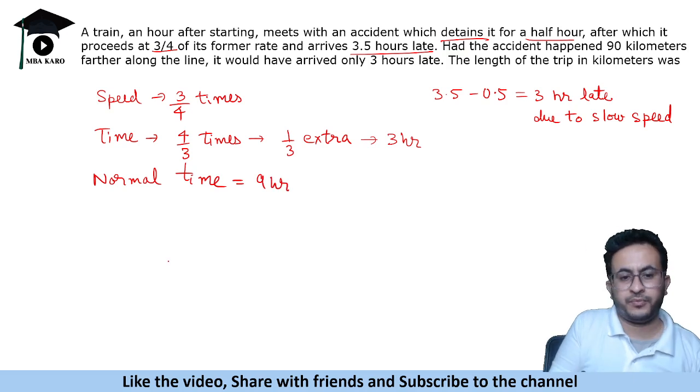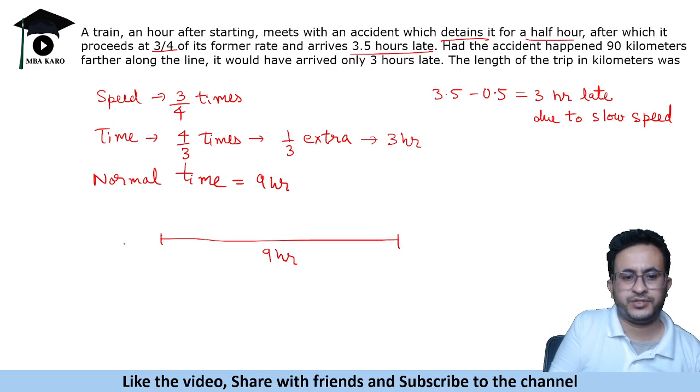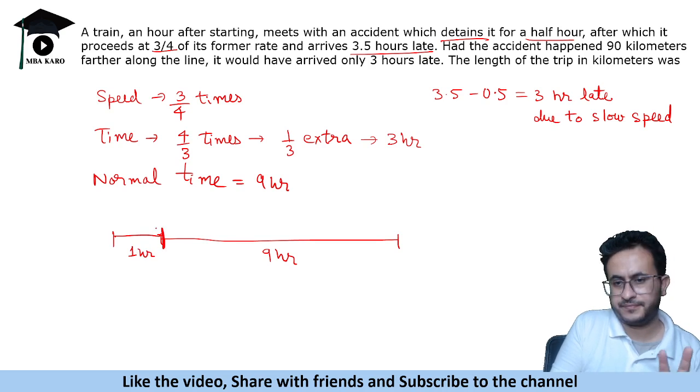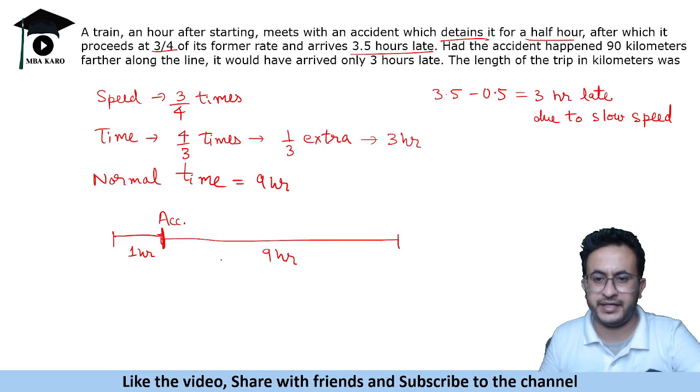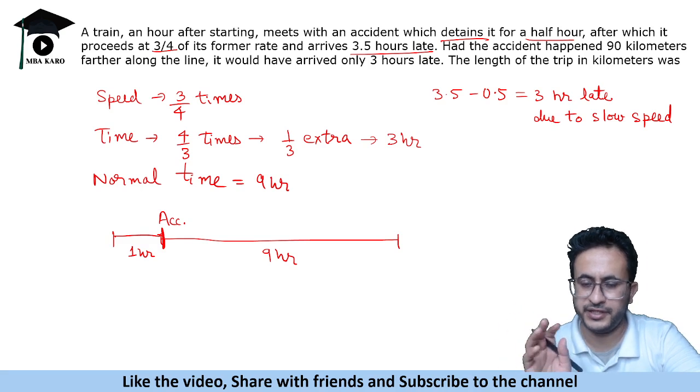Now normal time from this place to this place would have been 9 hours after the accident point. Before that, here he travelled 1 hour, right? So this is the accident point. The accident happened here, total 10 hours was the journey. Accident happened after 1 hour, normal time would have been 9 hours. This thing you need to calculate in these questions.